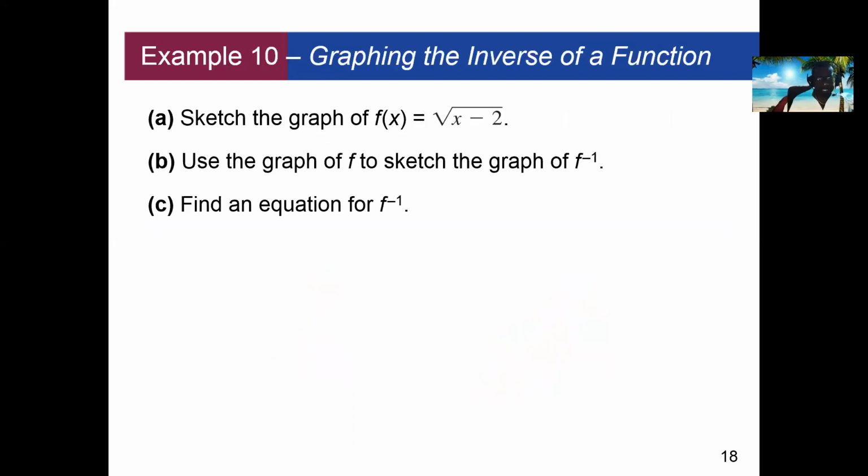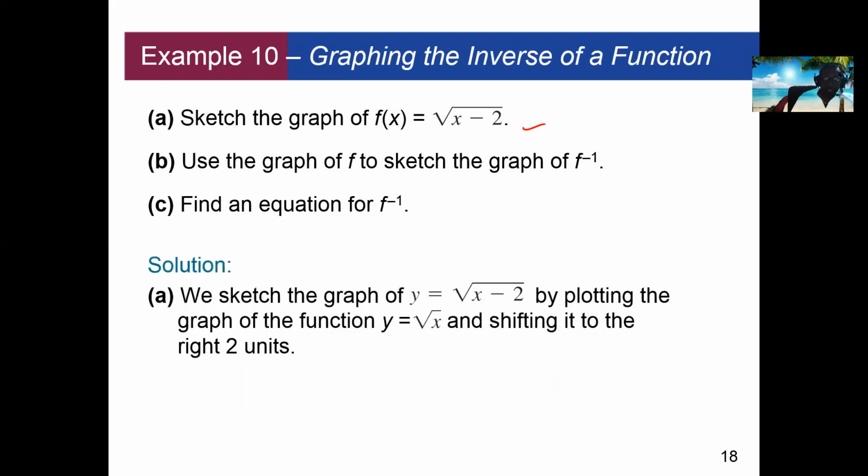Here's the example. Sketch the graph of f(x) equal to the square root of x minus 2. Use the graph of f to sketch the graph of f inverse, and then find an equation for the inverse function.